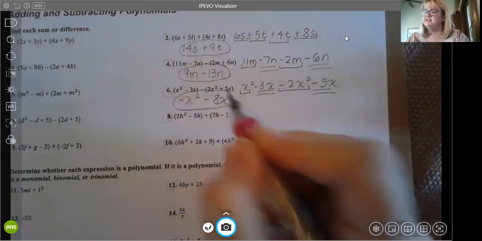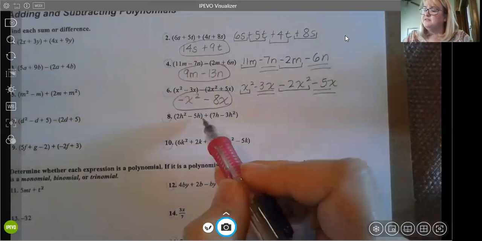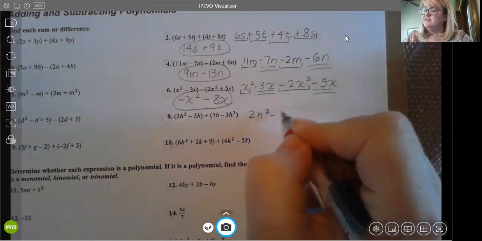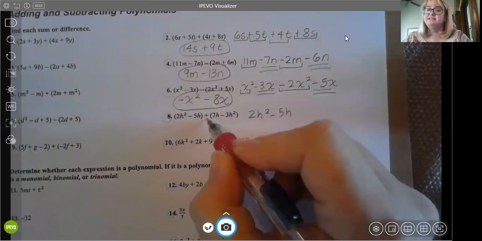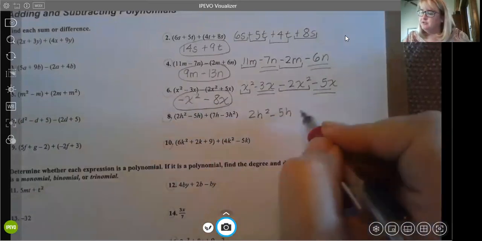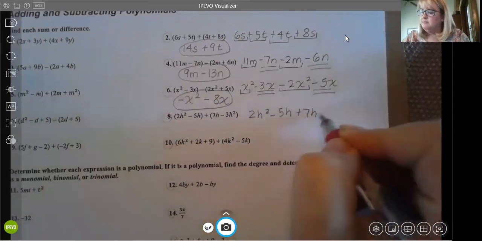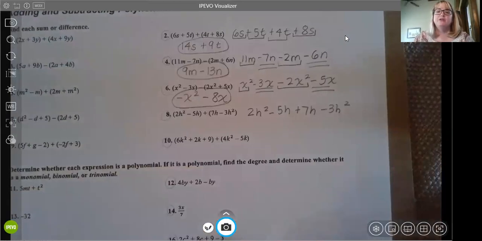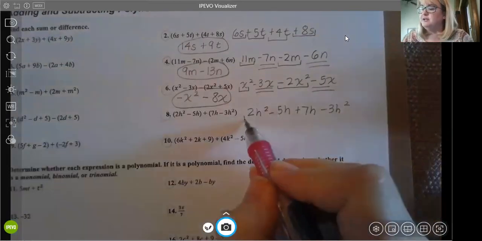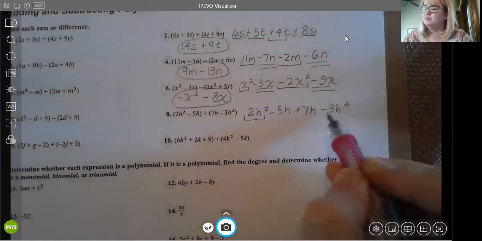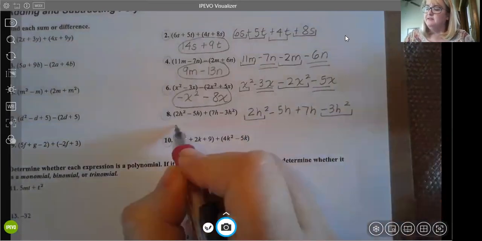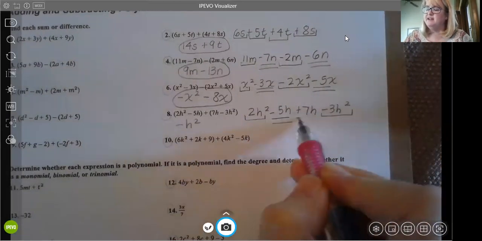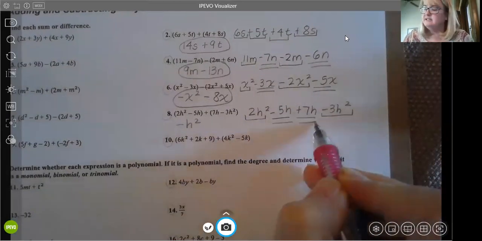Let's look at 8. We can drop the parentheses of the first set, 2h squared minus 5h. This is a plus, so we distribute the plus sign, which would be plus 7h minus 3h squared. And again, you're looking for what you can combine. I can do 2h squared minus 3h squared, which would be negative h squared. And then negative 5h plus 7h would be plus 2h.